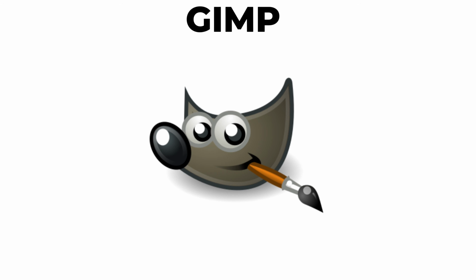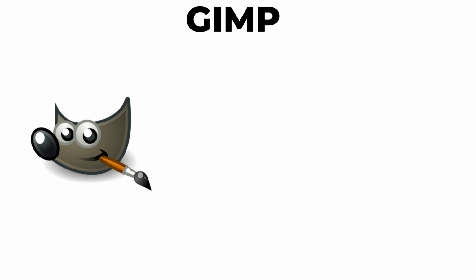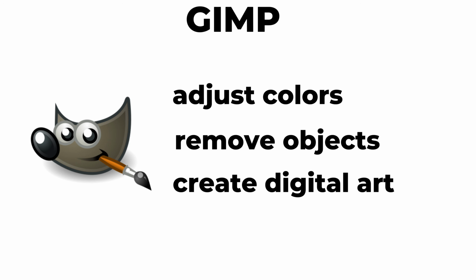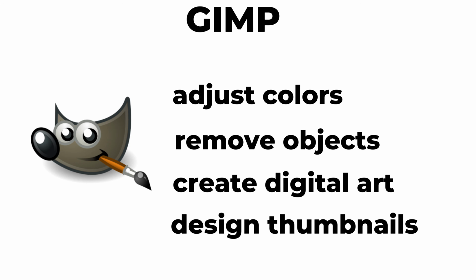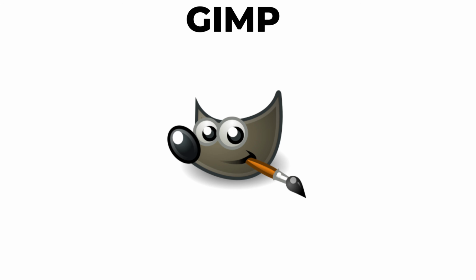GIMP. GIMP handles raster graphics, photo editing, retouching, compositing, and manipulation. You can adjust colors, remove objects, create digital art, and design thumbnails. It's not as polished as commercial tools, but it covers most needs. If you work with images regularly, this is a core tool.